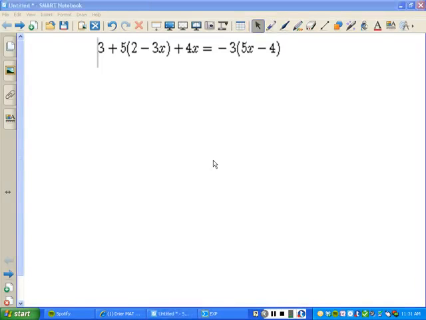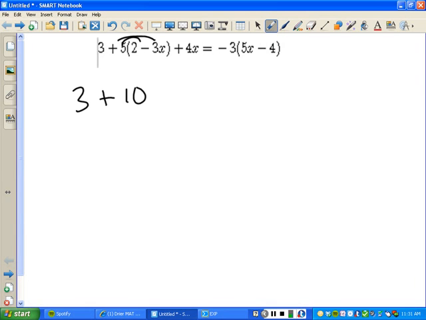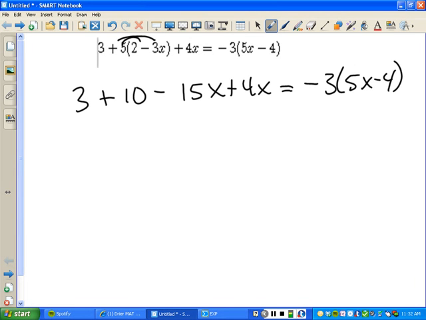All right, so in order to work the first one, this is the first one on the spot check. We're going to deal with the left-hand side first. We're going to distribute it. We're going to get 3 plus 10 minus 15x plus 4x is equal to negative 3, 5x minus 4. Now, you'll notice I don't distribute the right-hand side yet. I wait to do it kind of in turn.